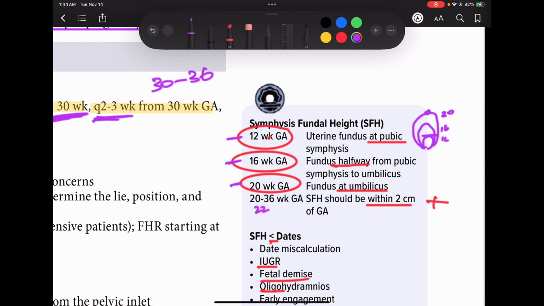So if it is 22, it should be 2 centimeters above. SFH would be within 2 centimeters of the gestational age. If gestational age is 22, it would be 24. So if gestation is 22, the height should be within 2 centimeters, so that would be 24.